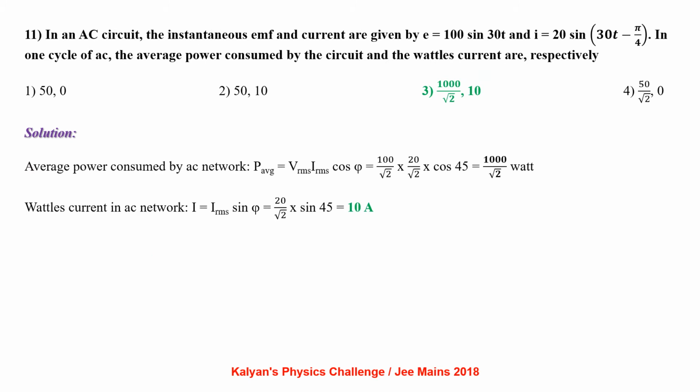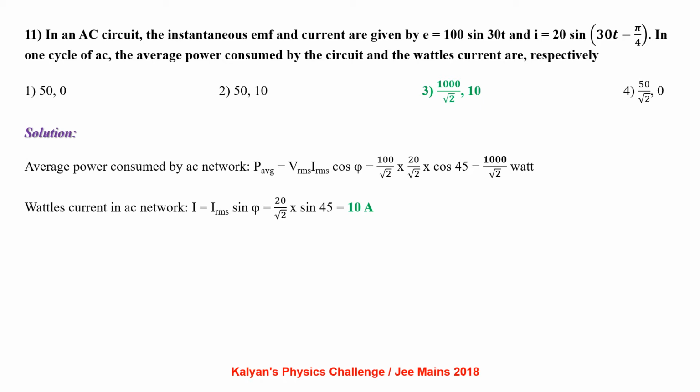In an AC circuit, the instantaneous EMF and current are given by E equal to 100 sin 30t and I equal to 20 sin(30t minus pi by 4). In one cycle of AC, the average power consumed by the circuit and the wattless current are respectively.